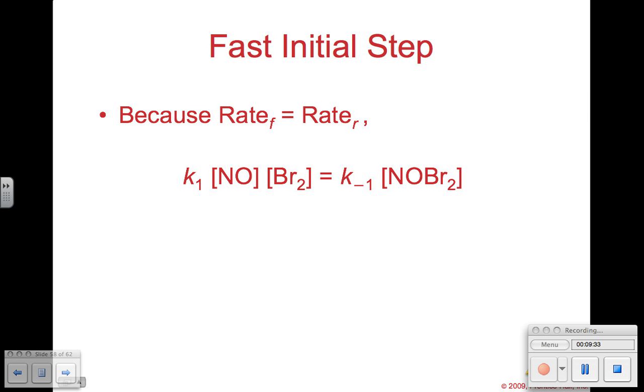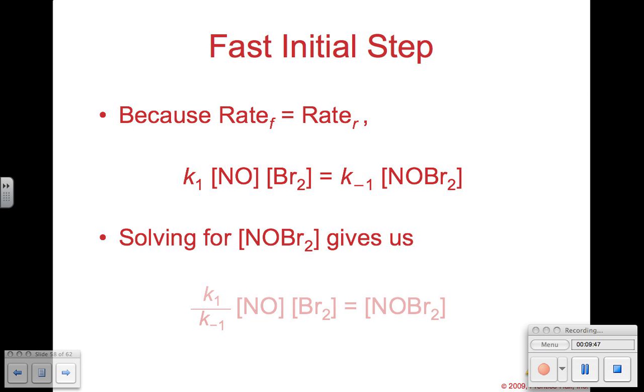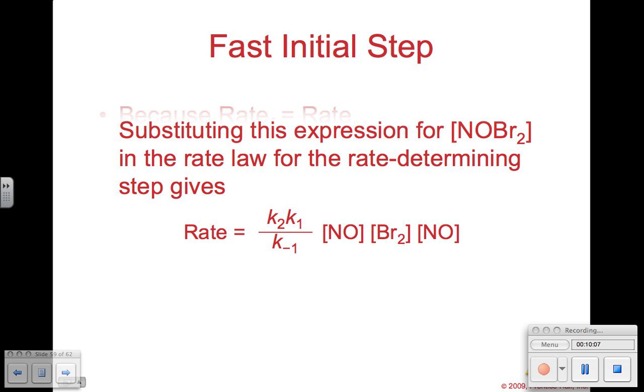Notice how for the k values, there's a positive and a negative, just so that we're keeping in mind that you would have different constants for this. And we can manipulate that top equation around so that the NOBr2 is isolated. And now we have an answer for what the concentration of NOBr2 is equal to. It's equal to all those ks and the NO and the Br2. Now, we're not going to do much with that. We're just going to plug that information into the larger equation.